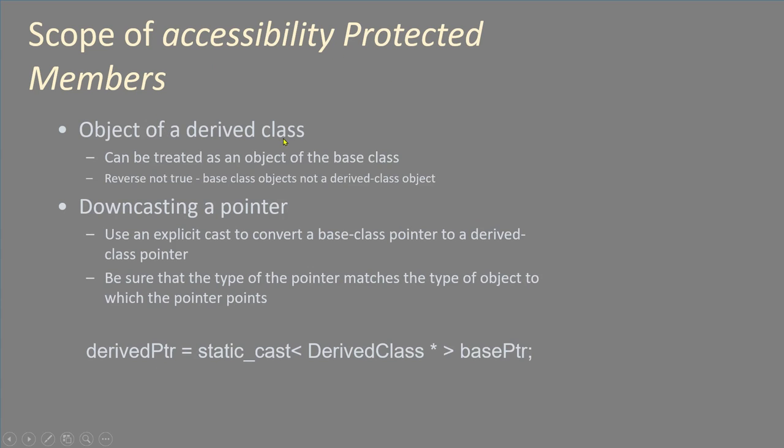Object of a derived class can be treated as an object of the base class. Why? Because the derived class object can have its own functionality, plus it can also use the base class functions. But the reverse is not true. This means that the parent class object cannot be used to call functions that belong to the child class. Let me give you a simple example.